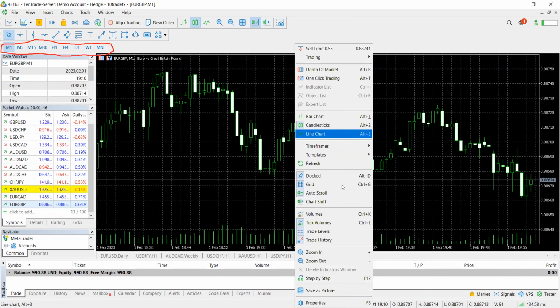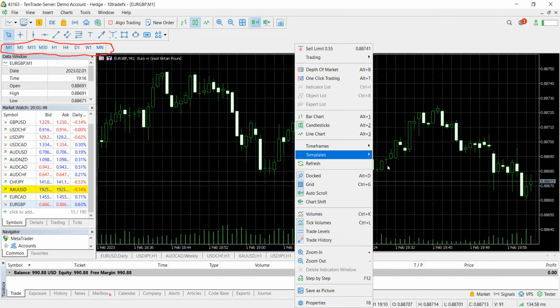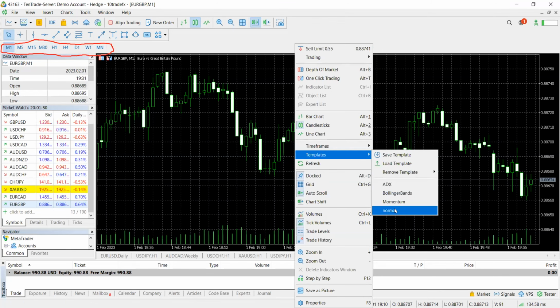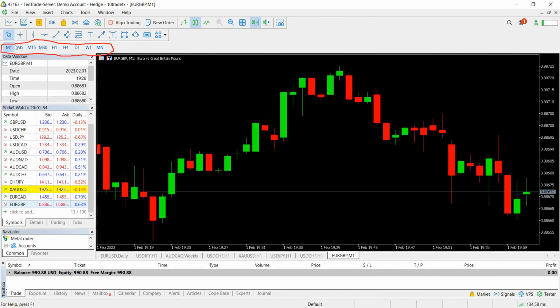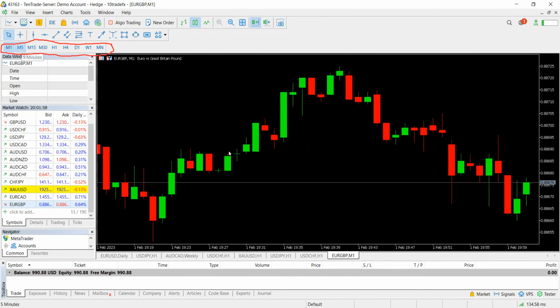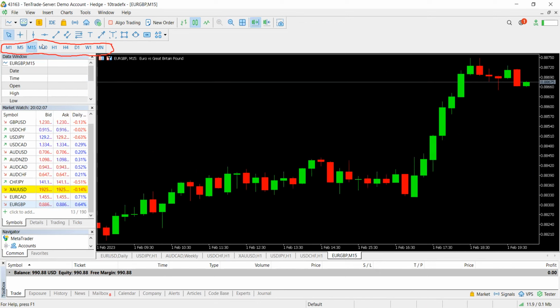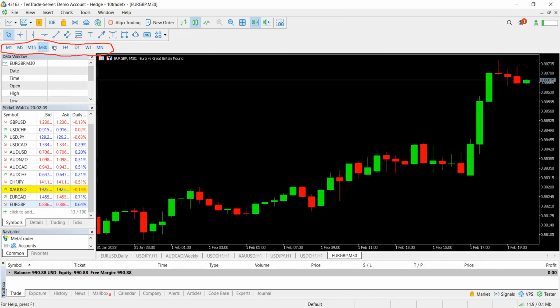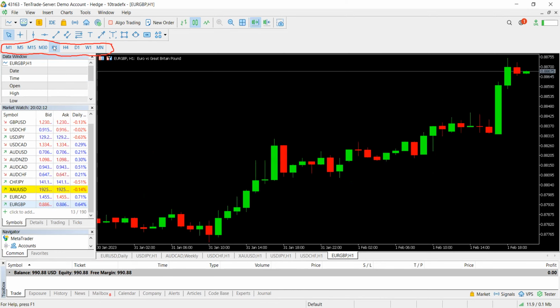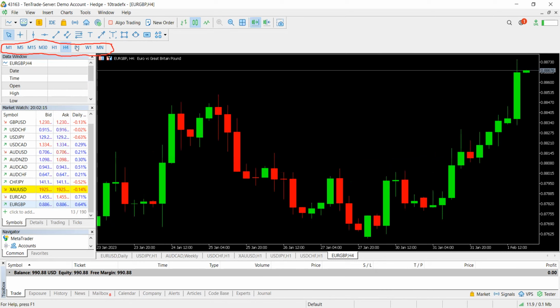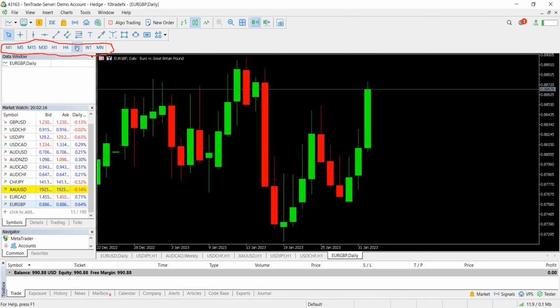Let me quickly change this. So this is the same chart. If you change it to M5, that is 5 minutes. That means every candle here is a 5-minute candle. Okay. M15 is 15 minutes. M30 is 30 minutes. H1 is 1 hour. H4 is 4 hours. D1 is the daily candle or 1 day.